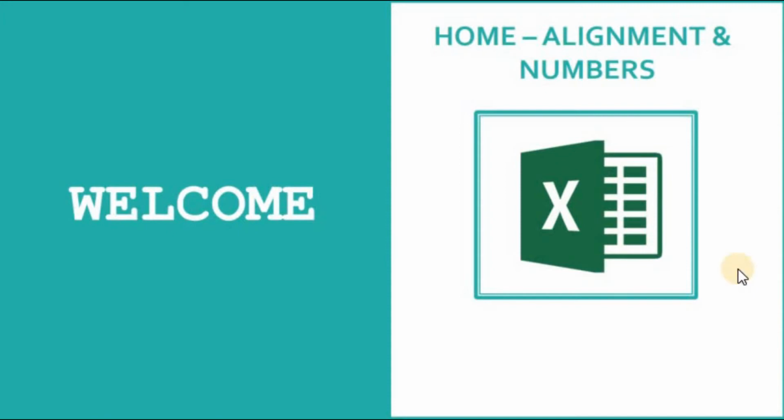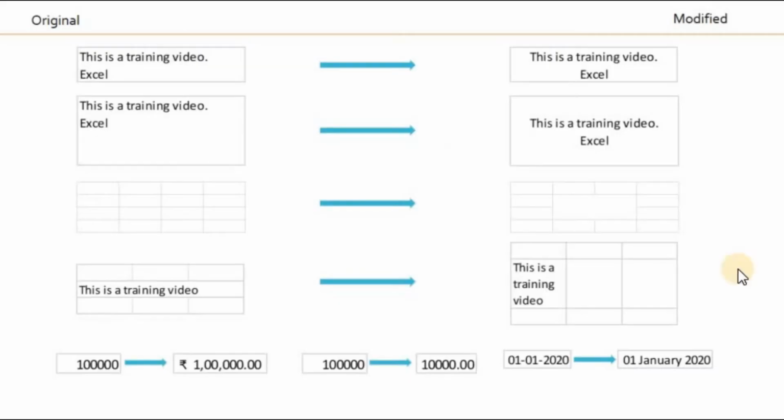Hello people, in this video we'll see how to align text in a cell, merging and data types. We have a text in a cell where it is located on one side of the cell. This doesn't look so good. I want to change this text to the center of the cell.